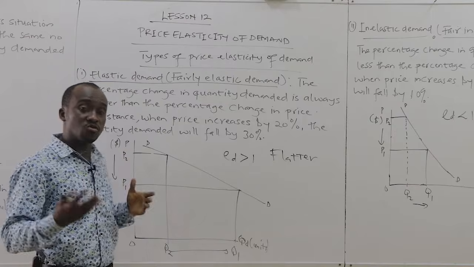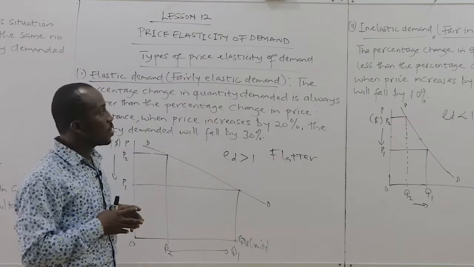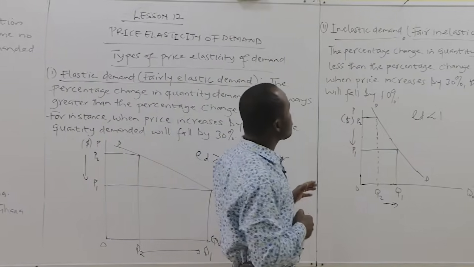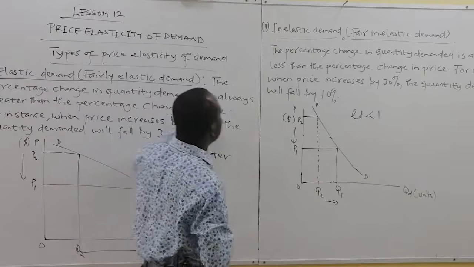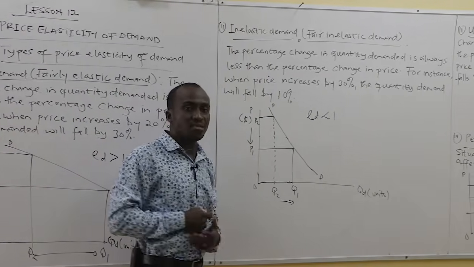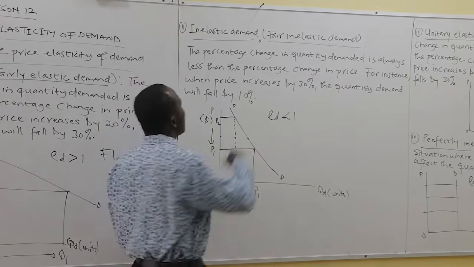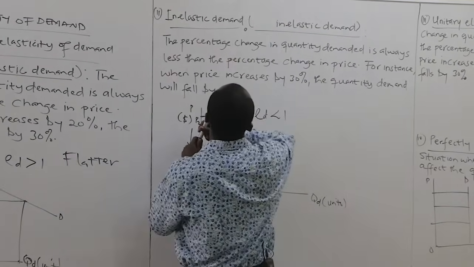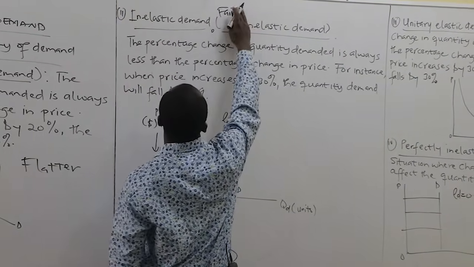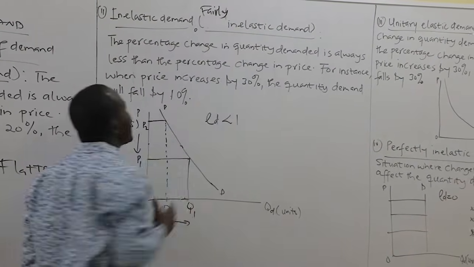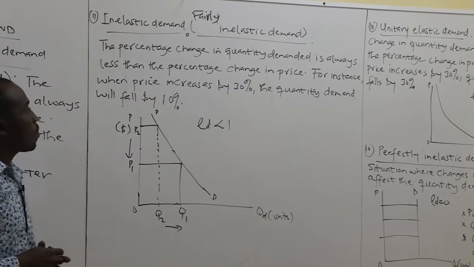Later, we will take questions to solve and see when the elasticity will be greater than 1 or less than 1. Let's also look at this. The opposite of elastic demand is the inelastic demand. So we want to go to inelastic demand, or what we call the fairly inelastic demand. So either you say a product has inelastic demand, or you can say fairly inelastic demand. It's the same thing. What does it mean?